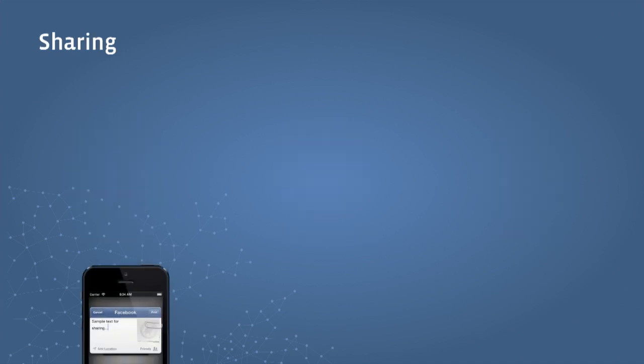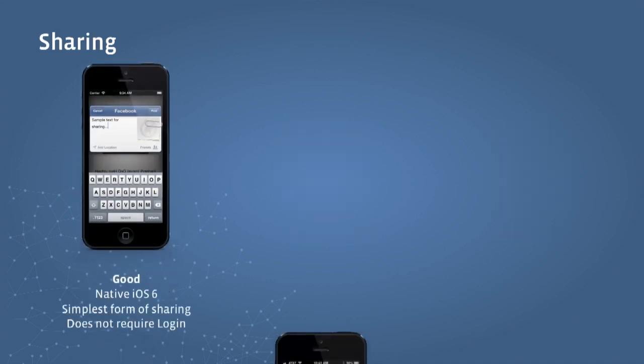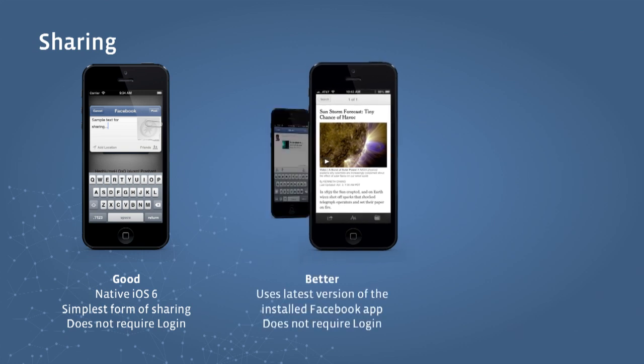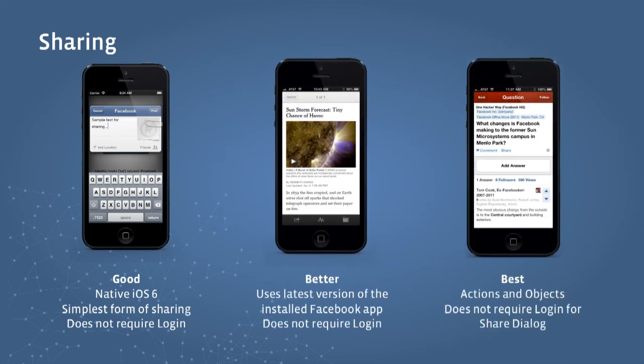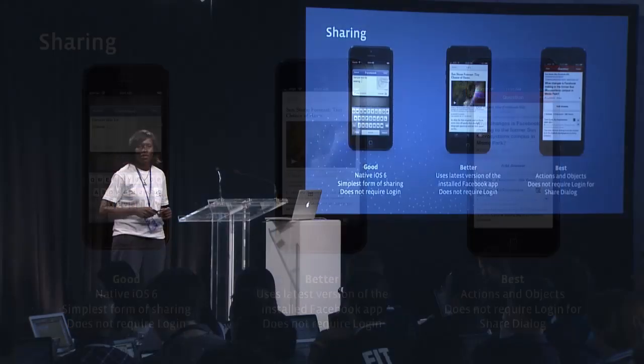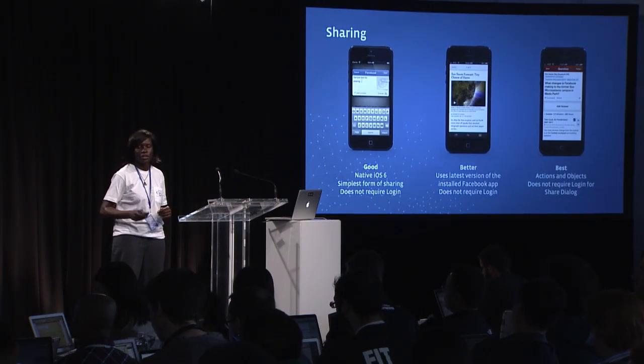So, quick overview. As you said, we want to see more code. You've seen this: good, better, best. Different ways of sharing, from the iOS 6 share sheet to using the Facebook ShareDialog to actually using Open Graph to build semantically rich stories. And we encourage you to use Open Graph to build semantically rich stories.